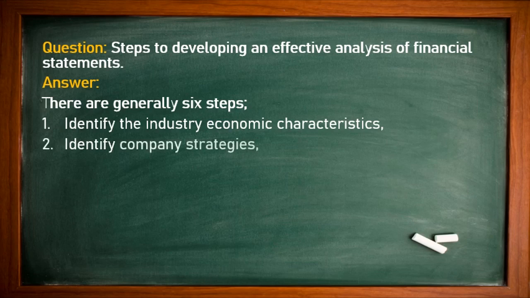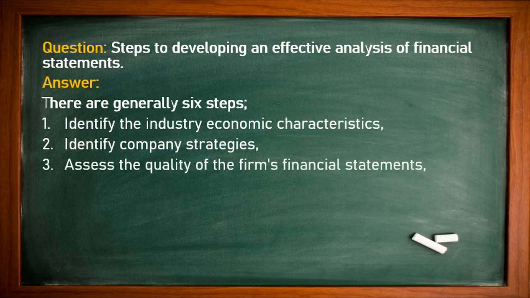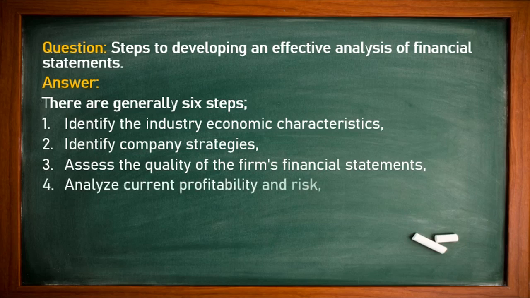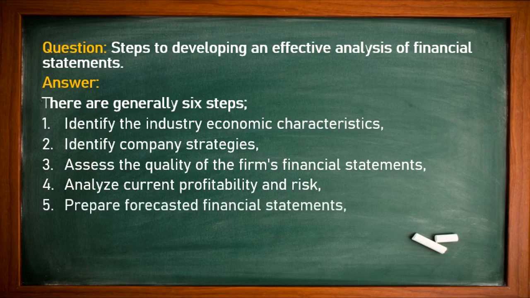Number two, identify the company's strategies. Number three, assess the quality of the firm's financial statements. Number four, analyze the current profitability and risk. Number five, prepare forecasted financial statements. And number six, value the firm. It means that at the last we have to understand the value of the firm. So these are the basic steps if you are going to analyze any financial statement.